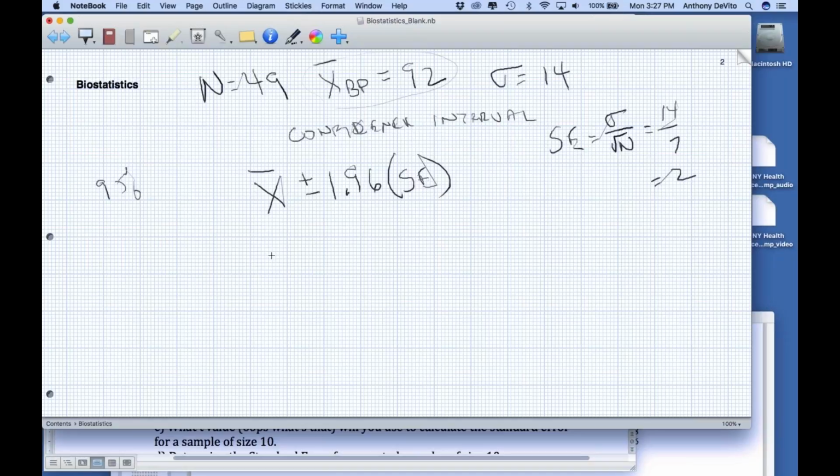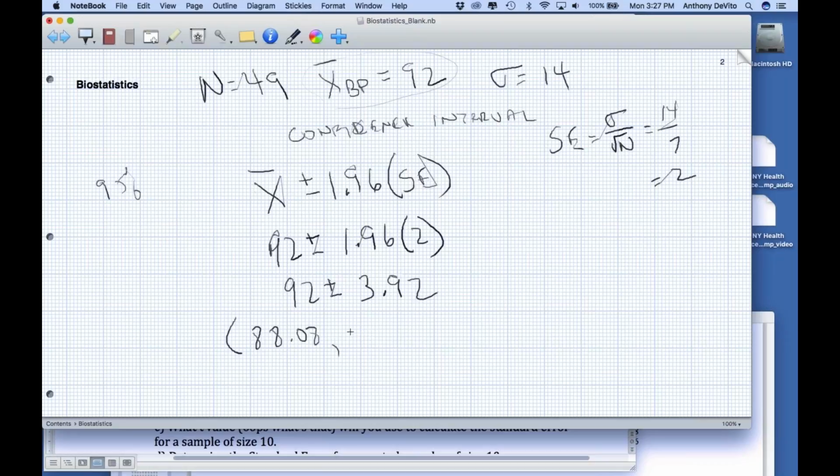So X bar is 92 plus or minus 1.96 times 2, the standard error. Okay, so that's 92 plus or minus 3.92. Yes, 3.92, correct? Okay, so what is my confidence interval? It's going to be 88.08, right? Just subtract 3.92 and add it, 95.92. That's my 95% confidence interval.